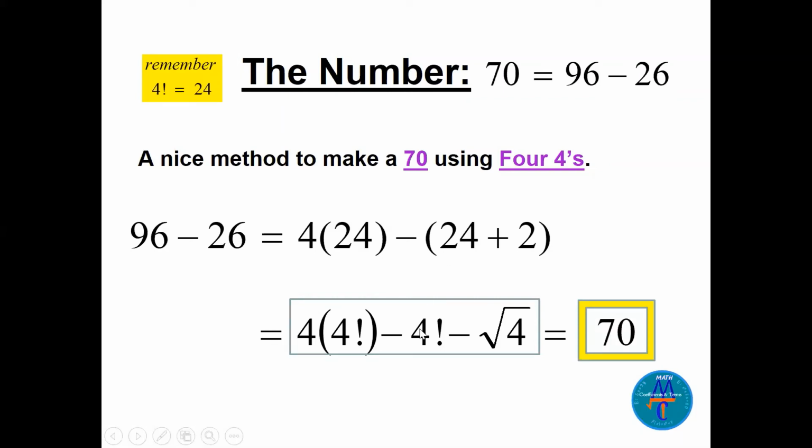24, I can write also 4 factorial. You see this minus, I have to change all the signs because in math we distribute the signs. So minus 4 factorial minus square root of 4. Just look at this, please, and read it again. 4 times 4 factorial minus 4 factorial minus square root of 4. That's 70 using 4 fours.